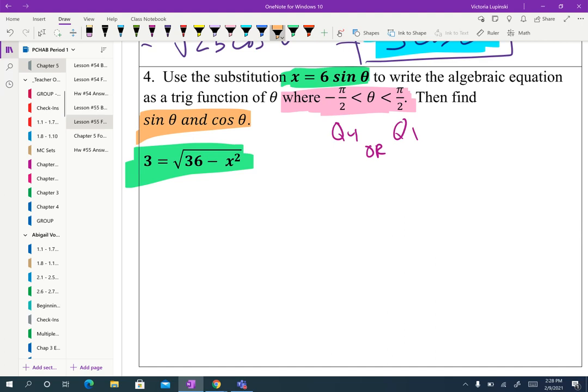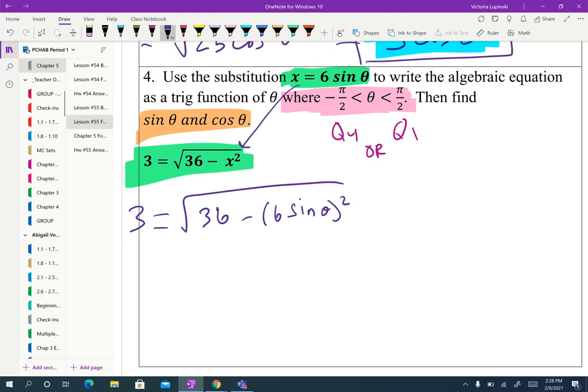make that substitution just like the previous problems. Everywhere there's an x, I'm going to put the 6 sine theta. So again, we have an equation now. 3 is equal to the square root of 36 minus the quantity 6 sine of theta, the whole thing squared. Then from here, under the radical, we're going to get 36 minus 36 sine squared of theta.